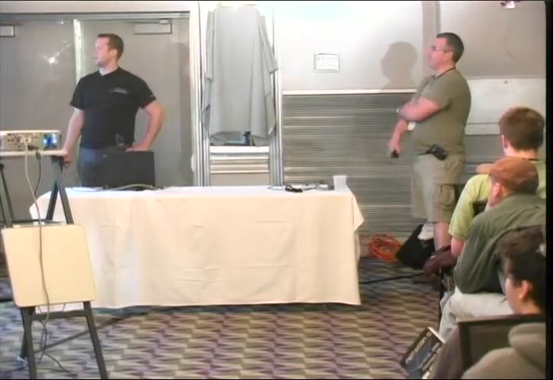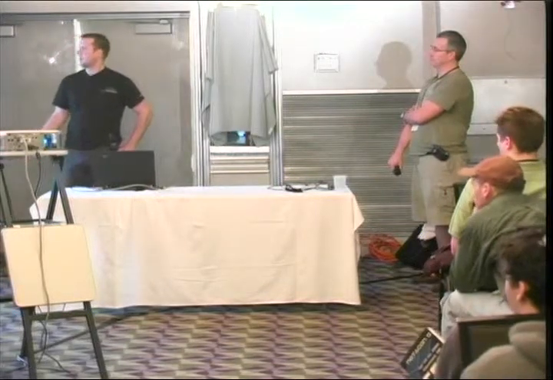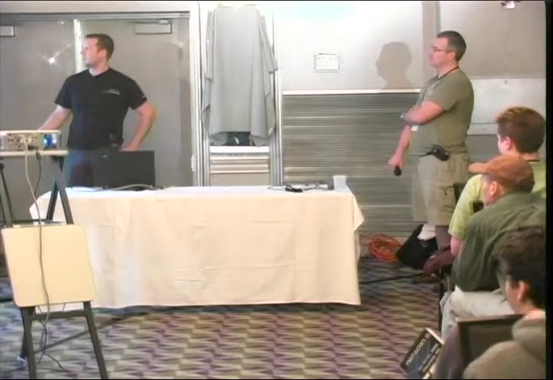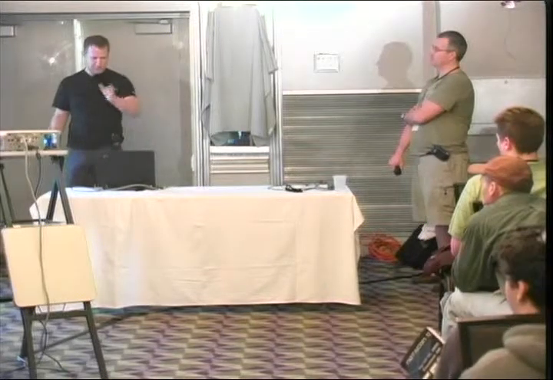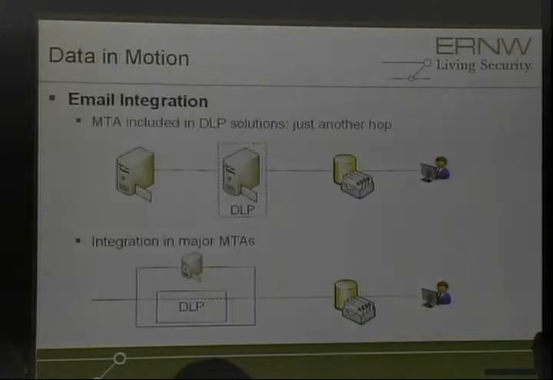How do these tools usually work? They might be placed at some place in the network, passively monitoring the network, the data flow. They might be integrated into proxies. They might be integrated into the email workflow, like integrated in an MTA or sitting on an extra hop. All these are the network-based variants.